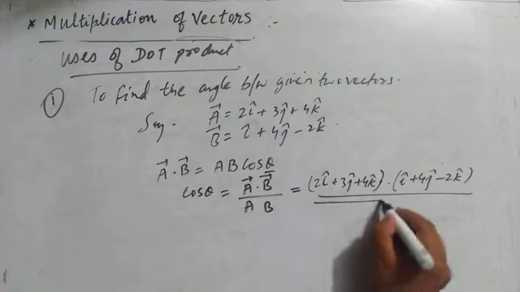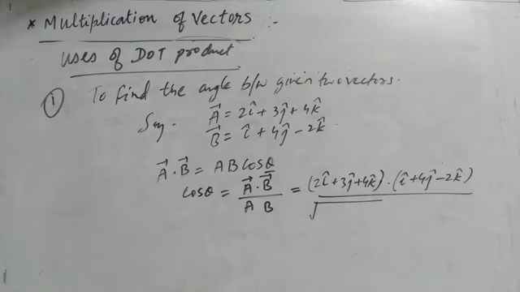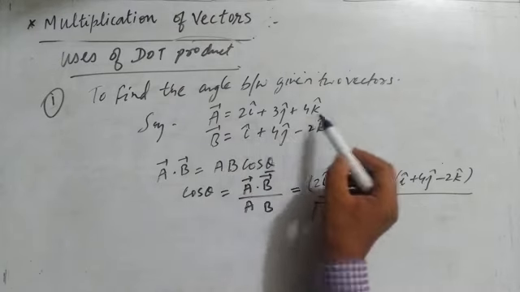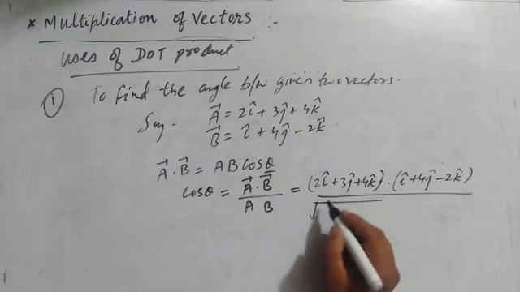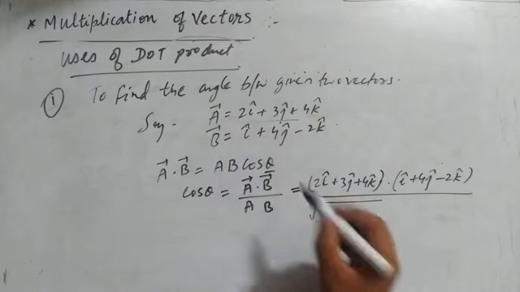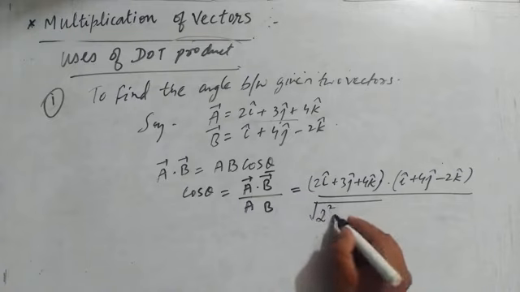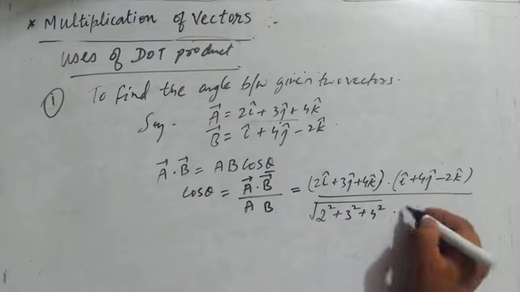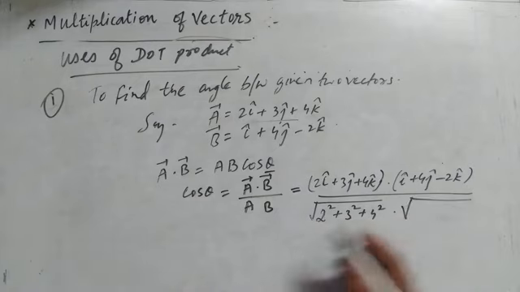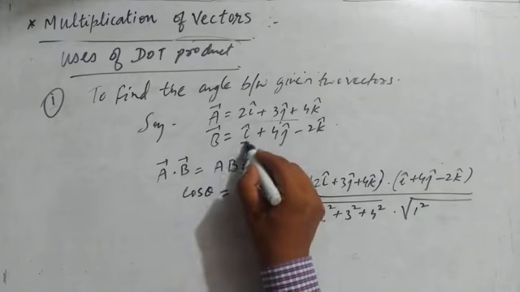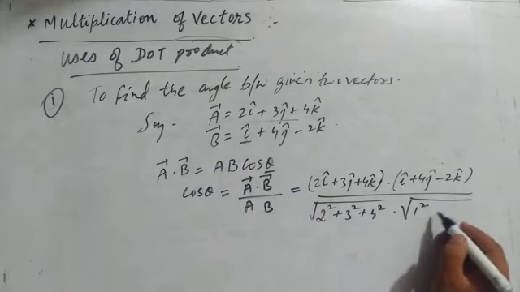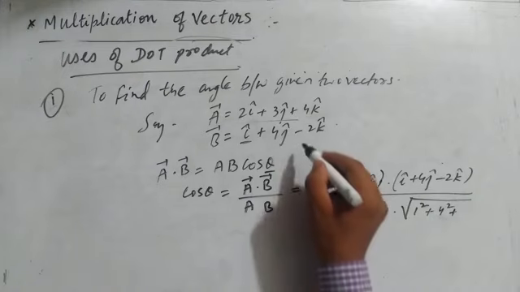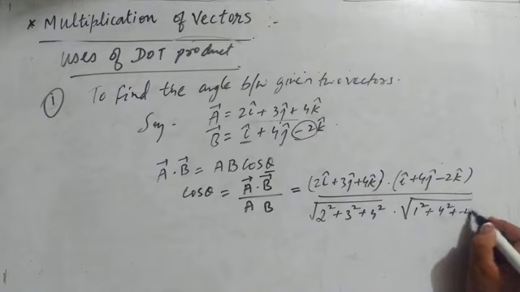Now we know the method of finding the magnitude: taking under root and adding the squares of the coordinates. In the case of A, this becomes 2 square plus 3 square plus 4 square into, in the case of B, it is 1 square, the coordinate of i cap is 1, plus 4 square plus square of minus 2.